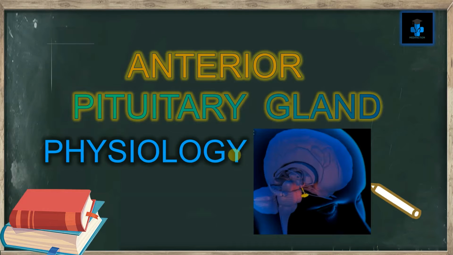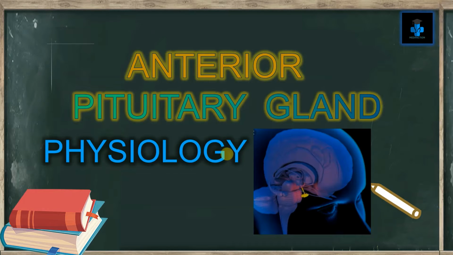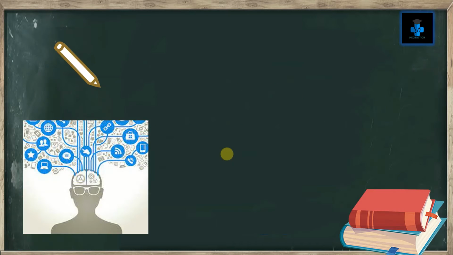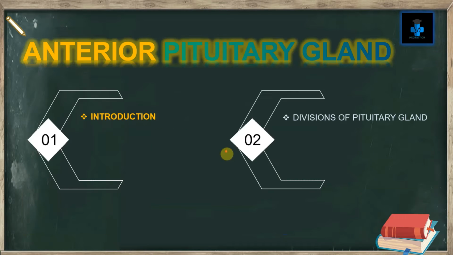So today we're going to learn about the physiology of anterior pituitary gland. Anterior pituitary is like a major organ of the endocrine system. The anterior pituitary is also called adenohypophysis or pars anterior. When it combines with the posterior pituitary, we collectively call it the pituitary gland. So in order to know more about it, let's get started.